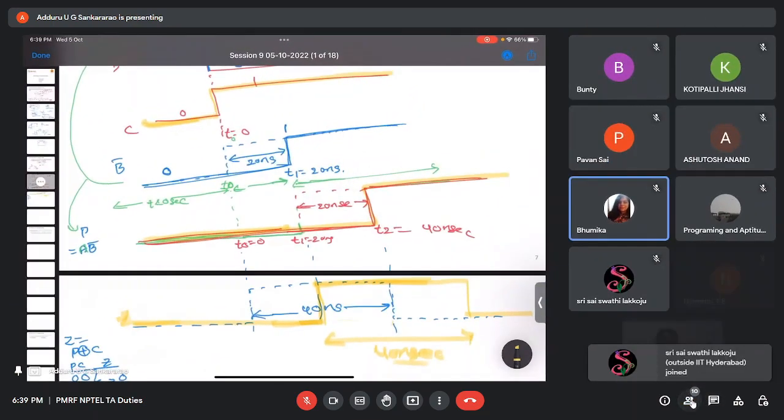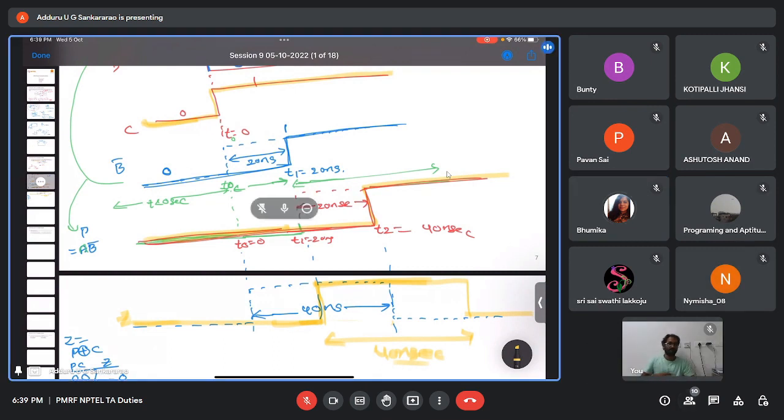Yeah, fine. So especially in digital electronics, when they ask about this kind of delays and you want to solve a digital circuit using delays, it is better to draw the waveforms, then it will be clear. Otherwise, we'll get confused. Okay.